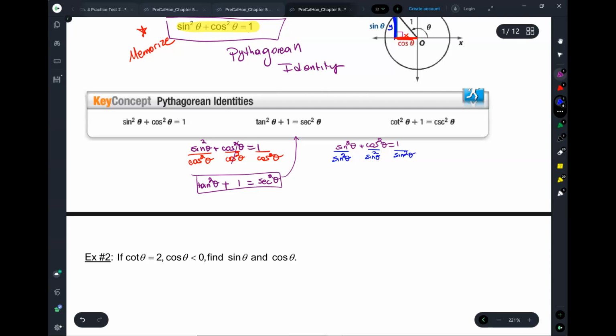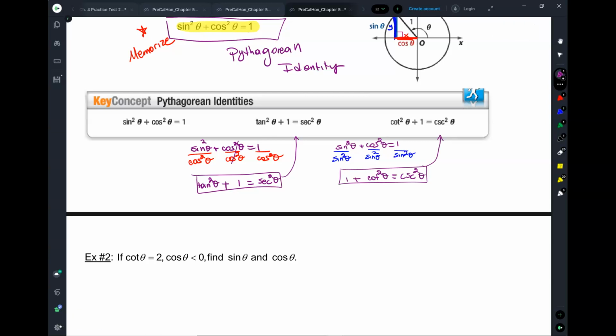Okay, what do I get for the first term? 1 plus cosine over sine is what these days? Cotangent squared theta equals 1 over sine, which is cosecant, but it's squared. And that is the third Pythagorean identity, the second one that we derived.